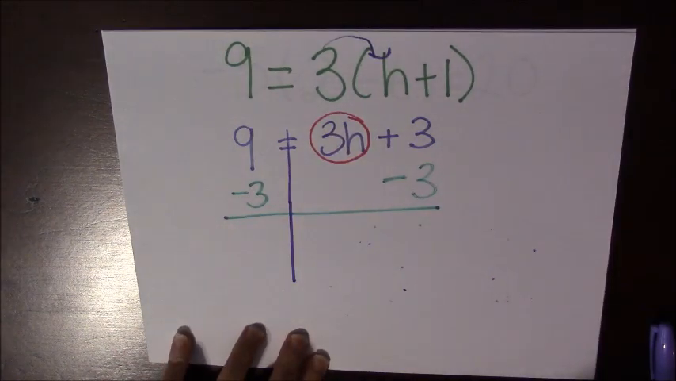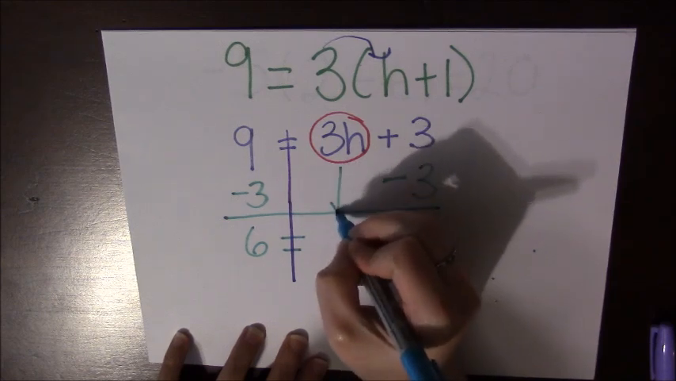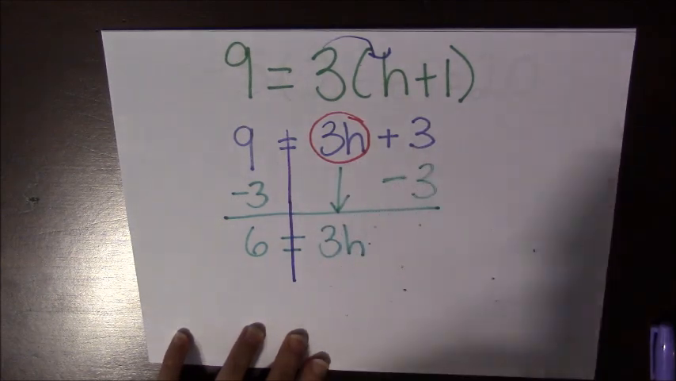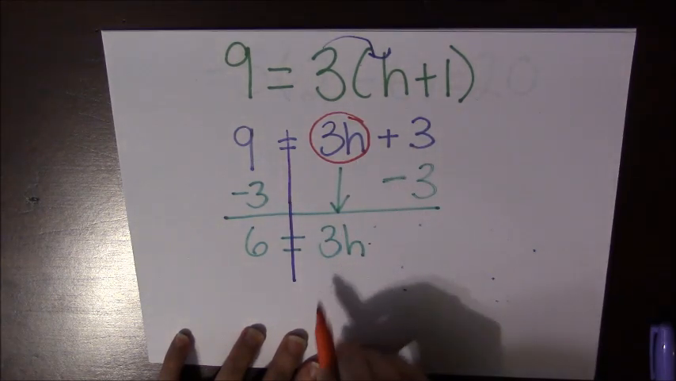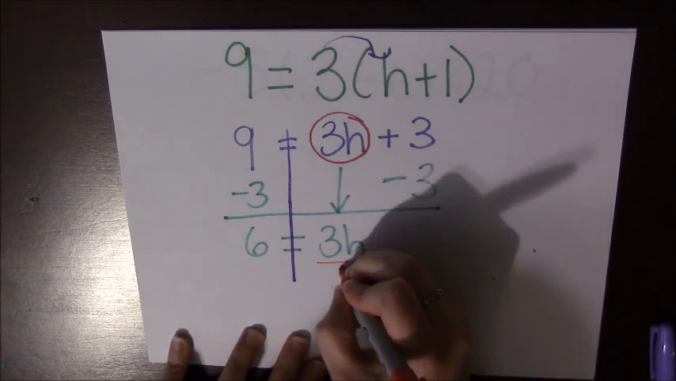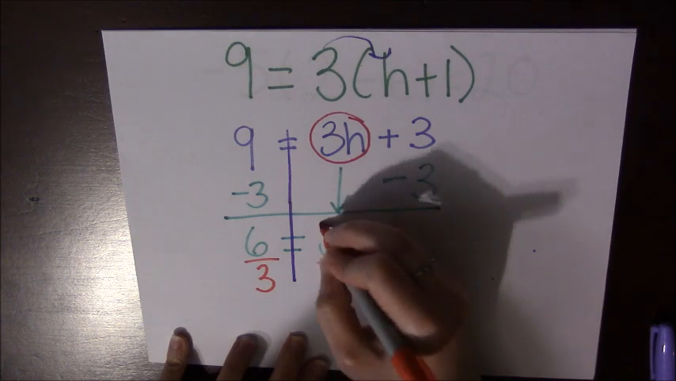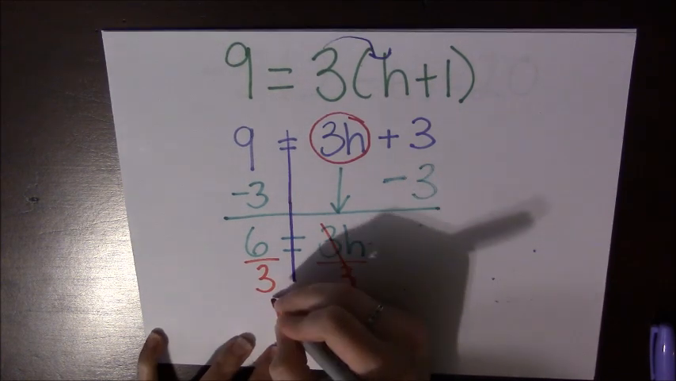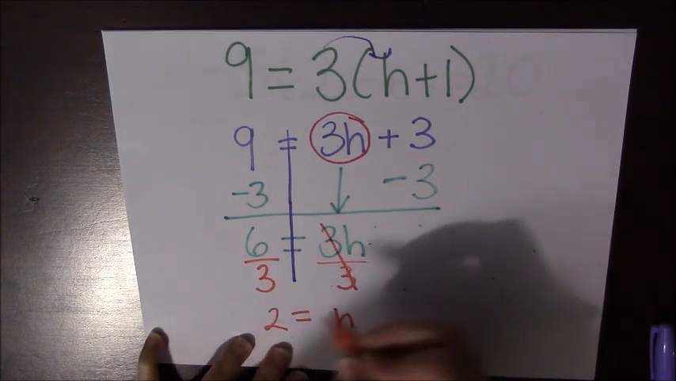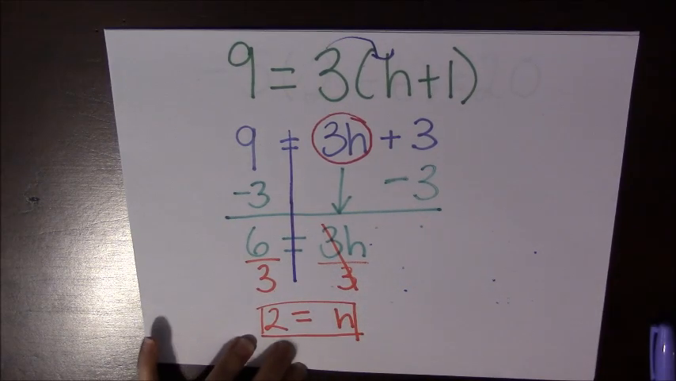So 9 minus 3 is 6. So 6 equals, bring down what's in the circle, 3h. Now, this is 3 times h. The opposite of multiply is divide. So I divide by 3 on both sides. So these cancel. So h equals 6 divided by 3 is 2. And you can go ahead and check your answer.